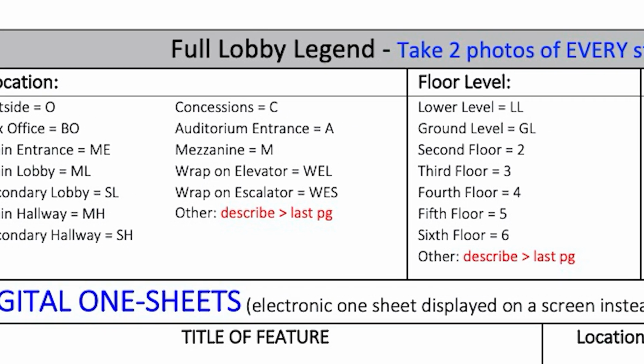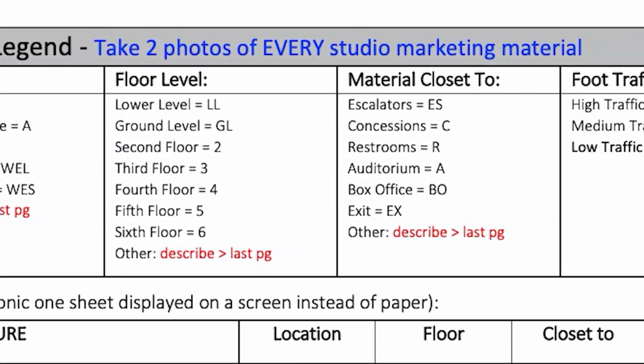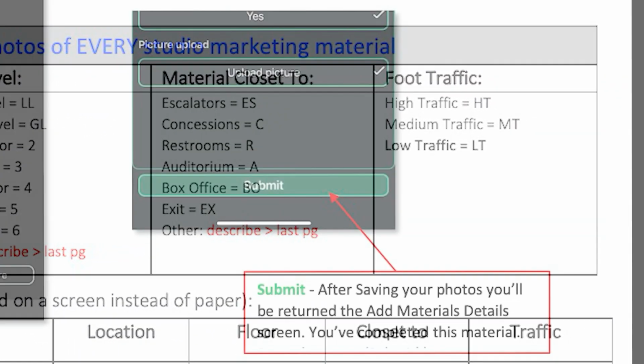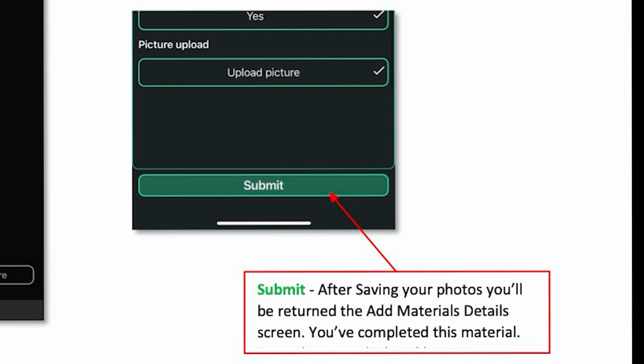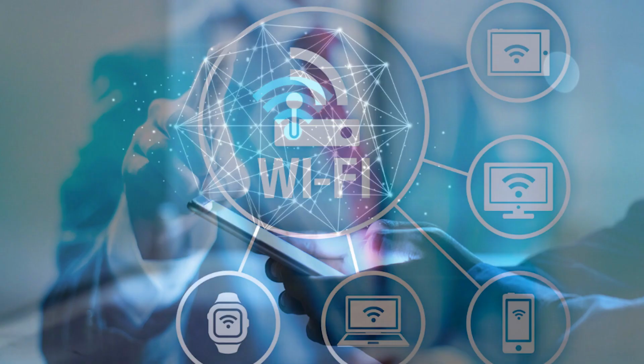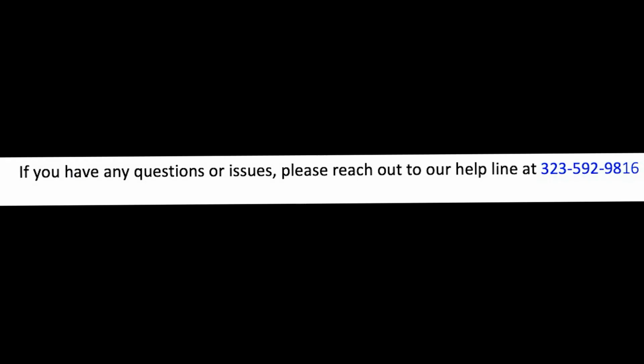Once you have captured all the movie promotional materials in every area of your theater, follow the prompts in the app to submit your data. An important thing to remember is it may take several moments for the data to upload, especially if your location has several materials. Also, when it comes to submitting your lobby, it's best to do this in a place where the theater has a strong Wi-Fi or cellular connection. But remember, if you run into any issues, you can always reach out to our support line for help.